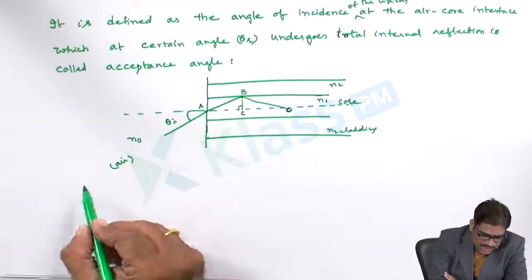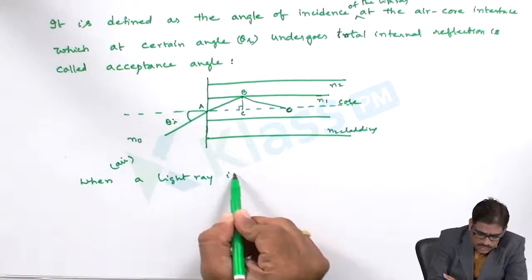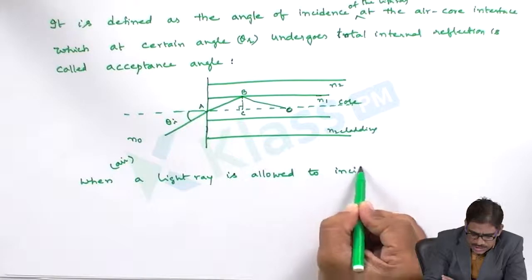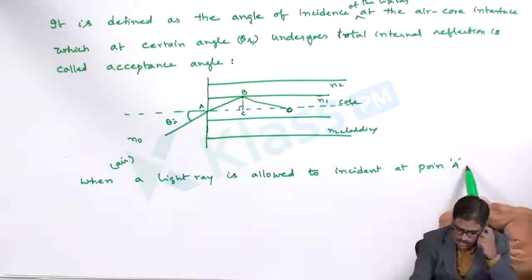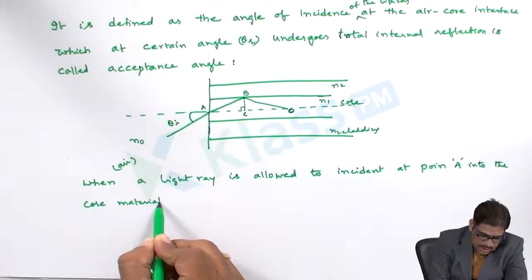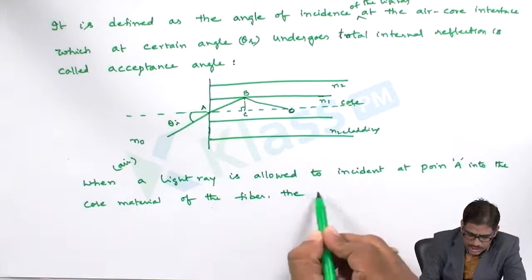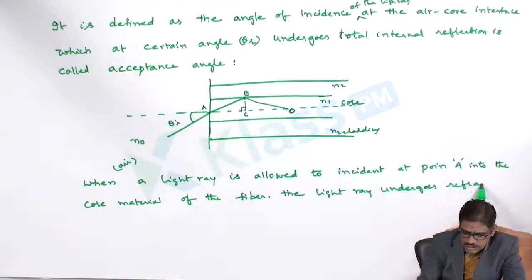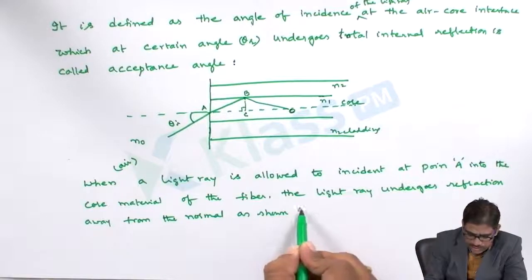So we will say that when a light ray is allowed to be incident at point A into the core material of the fiber, the light ray undergoes refraction away from the normal as shown in the figure.